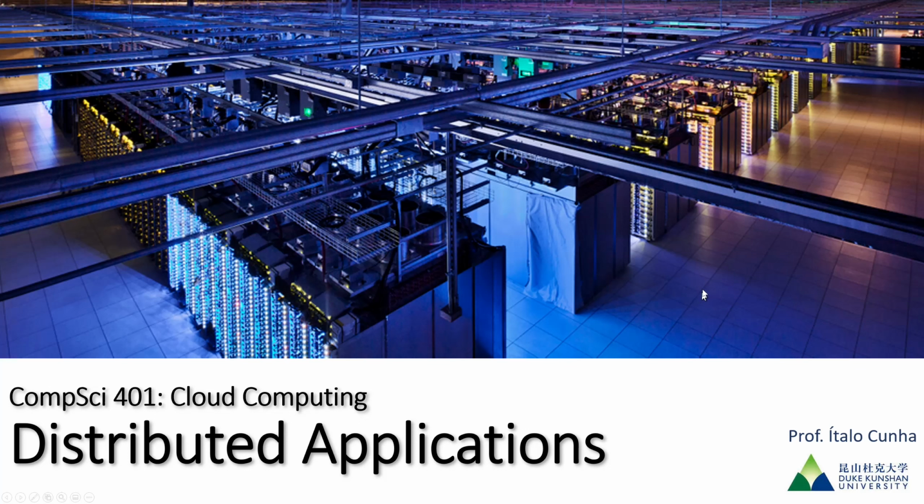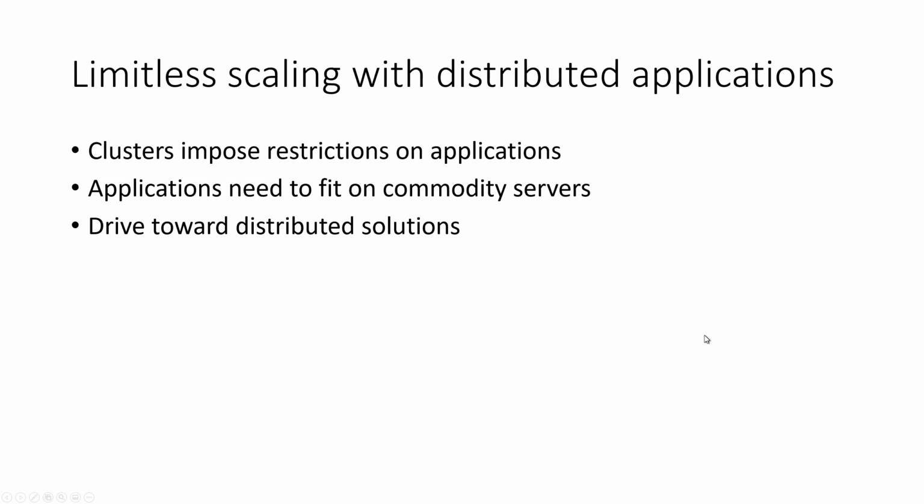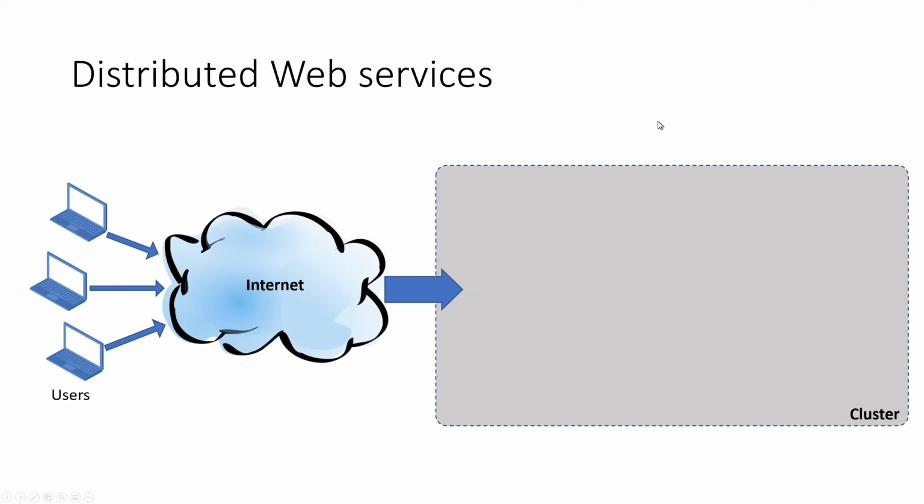Hello team, we're going to look at distributed applications and how we can make effective use of cloud resources. So we've seen that clusters in the cloud provide limitless scaling by using commodity components. But commodity components impose restrictions on applications, so they have limited resources, and this drives us towards building distributed solutions. But the good news is that building distributed solutions is easier these days because of the frameworks and the infrastructure that we have, the middleware to build applications.